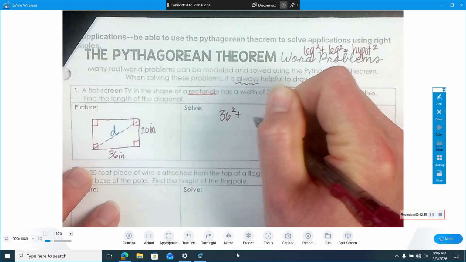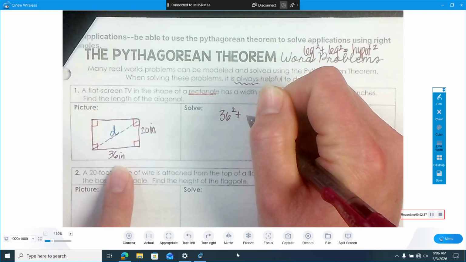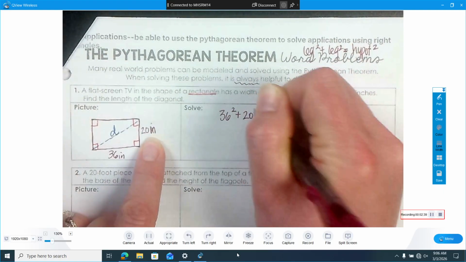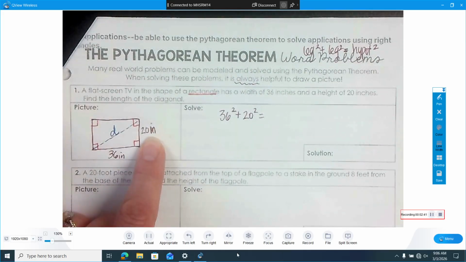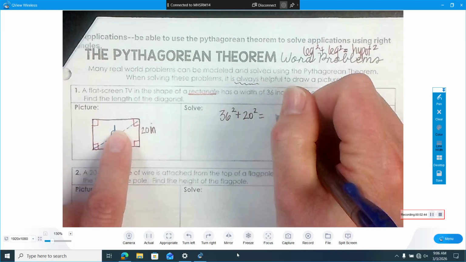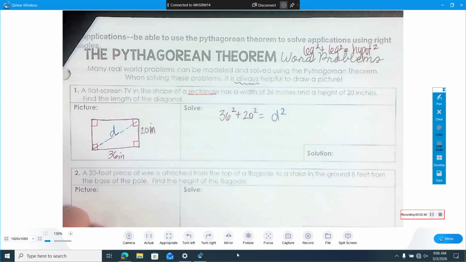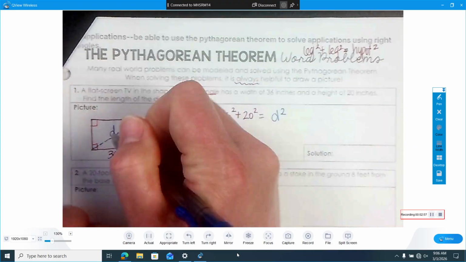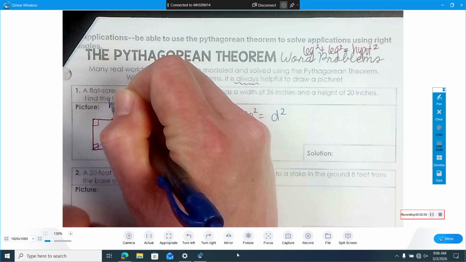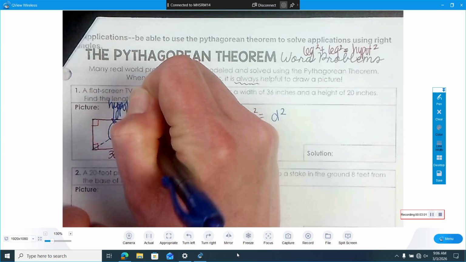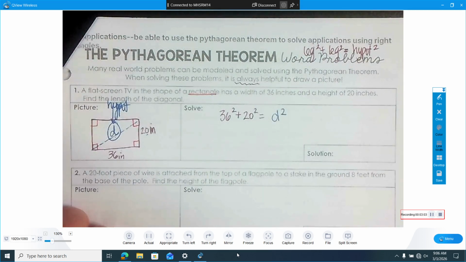36 squared plus 20 squared equals x squared. Yeah, I'm going to use D because I put a D there. The hypotenuse, I called it D for diagonal. You can use whatever letter you want. You could use X if you want to. But that's leg squared plus leg squared equals my hypotenuse squared. And this is my hypotenuse. And so it is really important that we make sure that we're equal to the hypotenuse.